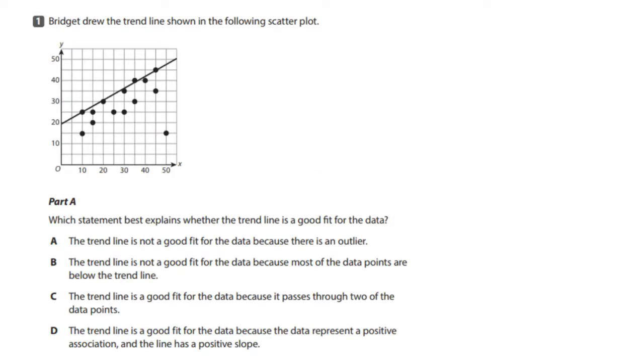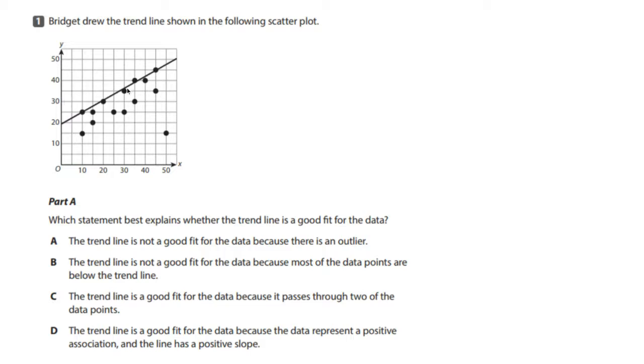And let's look at this example. It says, Bridget drew the trend line shown in the following scatter plot. So remember I told you if you were drawing lines in the points, what would be happening to that line? Would it be a positive or a negative slope? So Bridget drew this trend line. That's what that line is called, a trend line. And it's also called the line of best fit. Same thing, trend line or line of best fit.